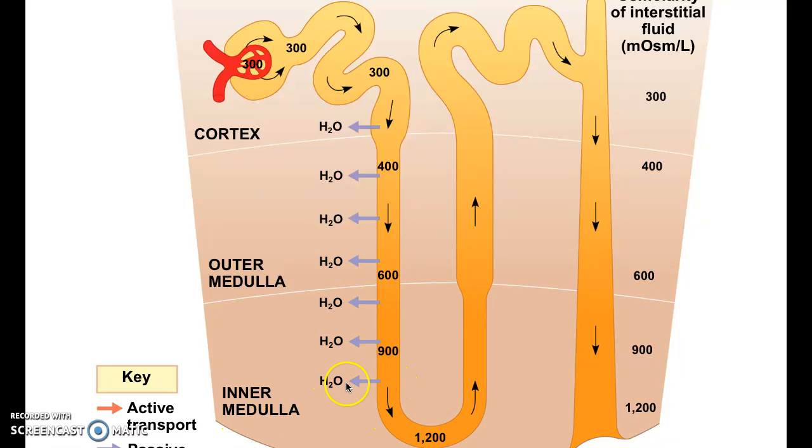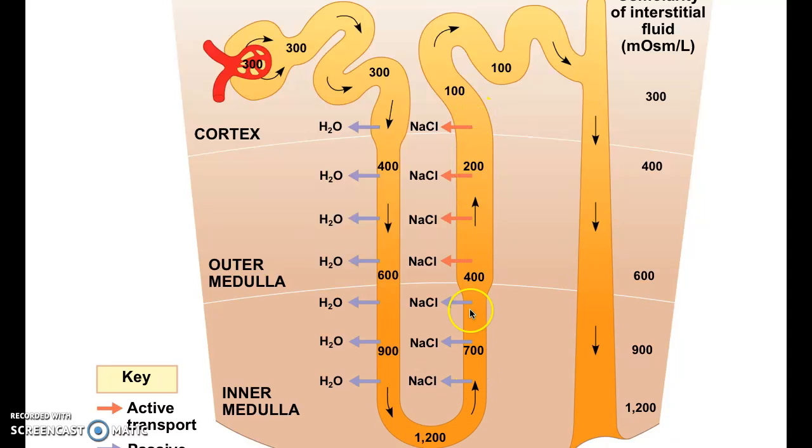This is a very passive transport. That means it's basic diffusion. There's a higher concentration of water here than in this area, so water is just moving. Osmosis, basic osmosis. Descending loop of Henle, ascending loop of Henle.